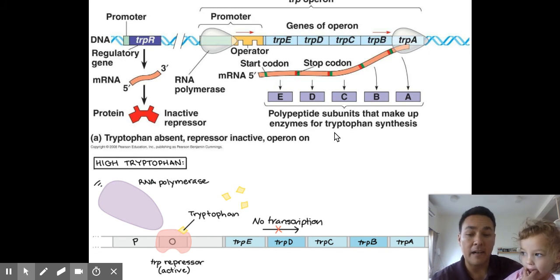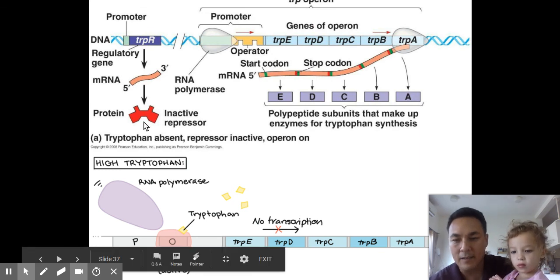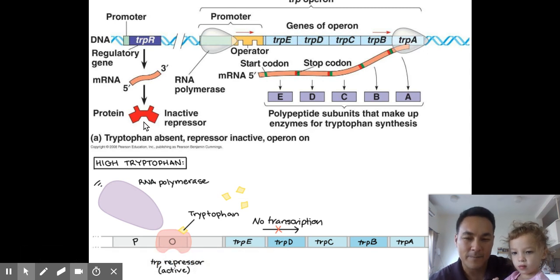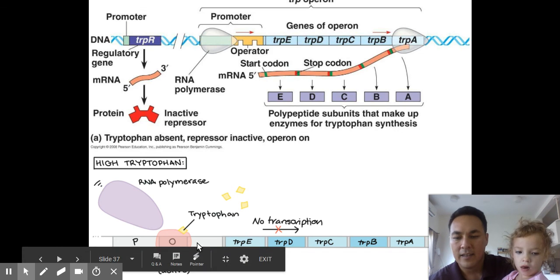But let's say you eat a meal high in tryptophan. You have excess tryptophan. Well, then it can turn this off for a little while. Let's save some energy. You just brought in extra tryptophan to the cell. So the tryptophan binds to the repressor and then makes it active. That's the difference between the tryptophan operon and the lac operon. This is called a repressible operon. The tryptophan activates the repressor. It goes here. It blocks the transcription of tryptophan.